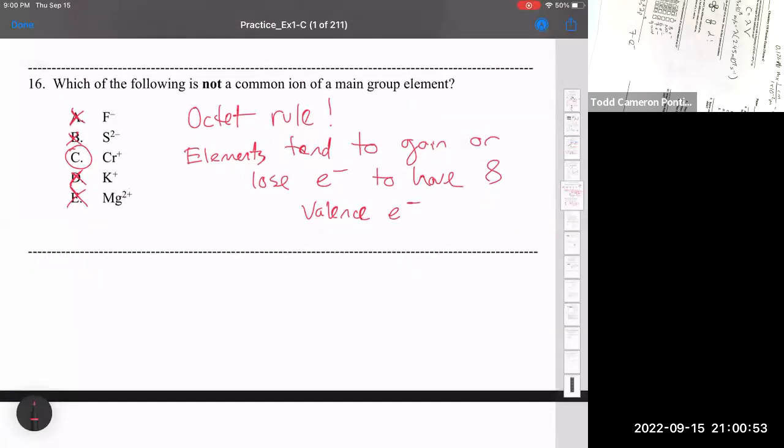And truth be told, transition metals can have a variety of different charges. You're not responsible for knowing them. But in this case, we can eliminate all of these other answer choices. So these are all common charges, and this would not satisfy the octet rule.